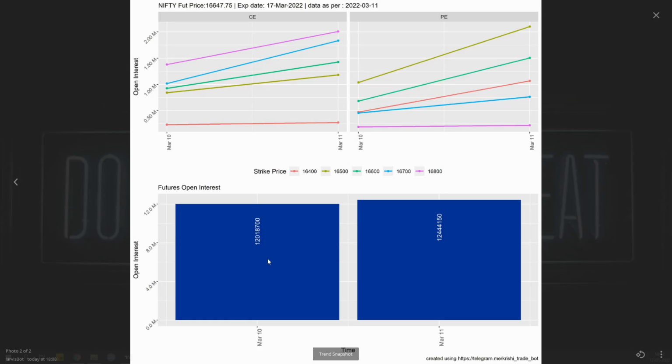And the futures open interest is increasing. It was 1 crore 20 lakhs, and it just turned out to be 1 crore 24 lakhs.